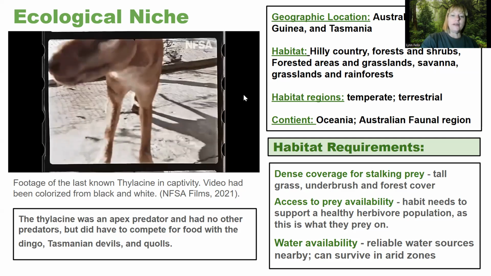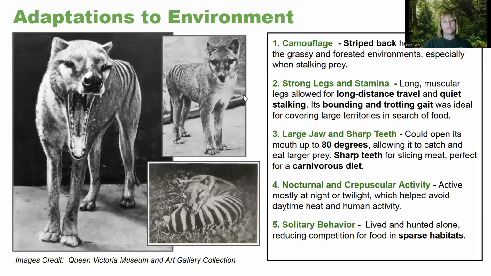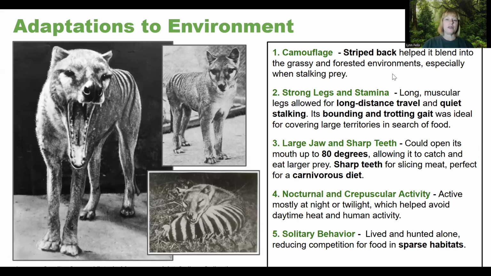All right, moving on. Here are some pictures I pulled that show the big open mouth that the thylacine had, its stance here, and then the awesome stripes that it had on its back. So if we're looking at adaptations to environment, camouflage, right? The thylacine has a striped back. It helped it blend into the grassy and forested environments, especially when stalking its prey.